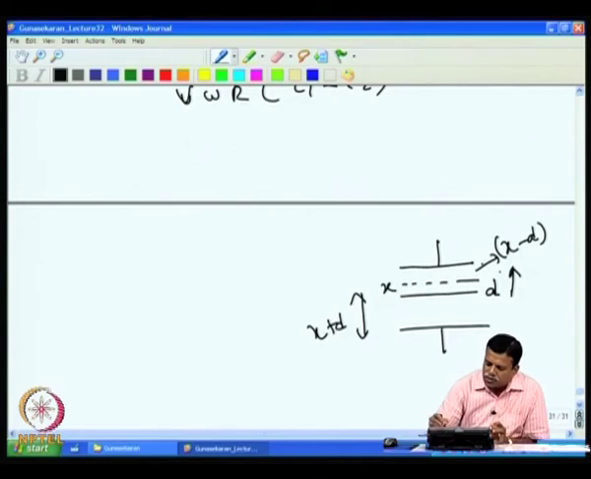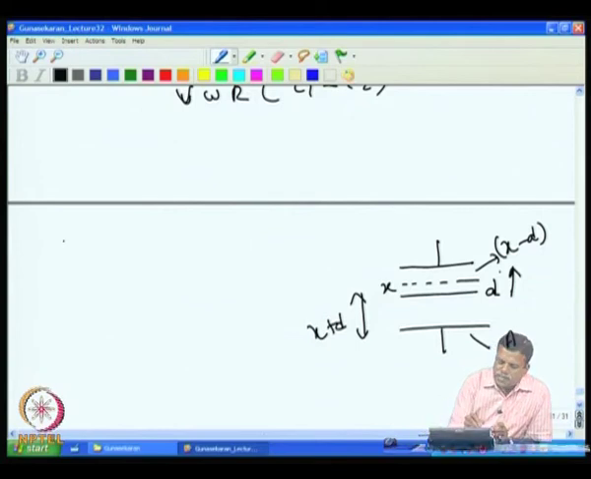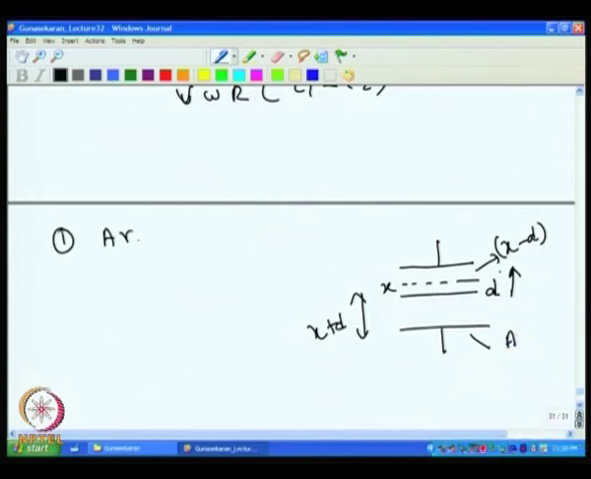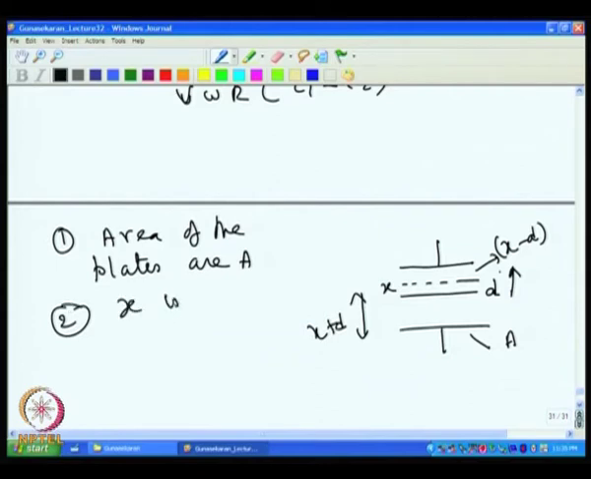So, let us assume the area of the plate is A. So, this area is A, considering the area of the plates are A, and then the second one is x, the displacement with respect to the midpoint. x is the displacement from the center distance d.